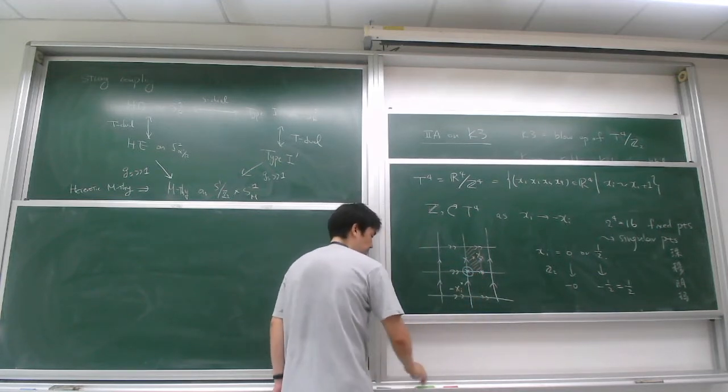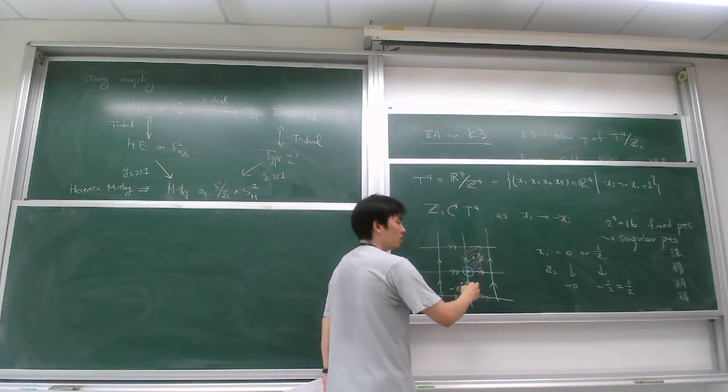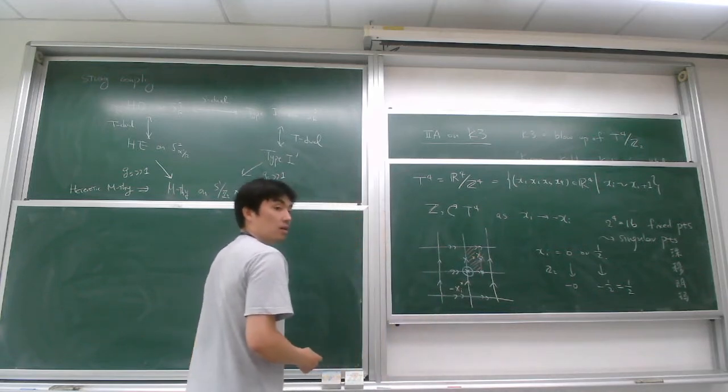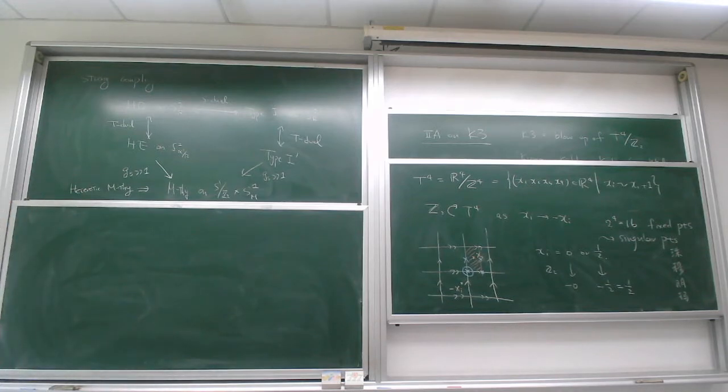So what is the topology around this fixed point? What is this blue circle? What does this blue circle become? So just a point inside a neighborhood around the point inside a T4. What does this blue circle become? You have a 4-dimensional space. You have a point. You just look at around there.